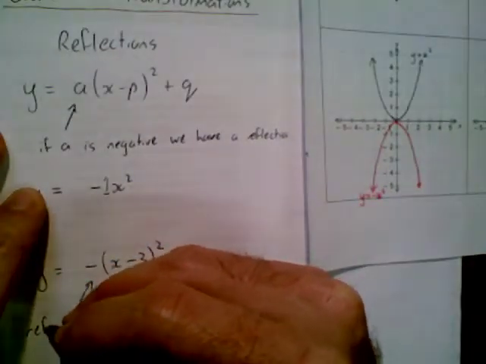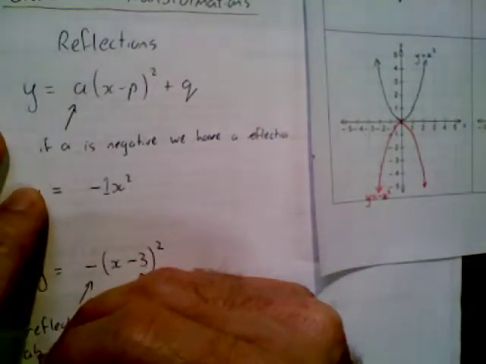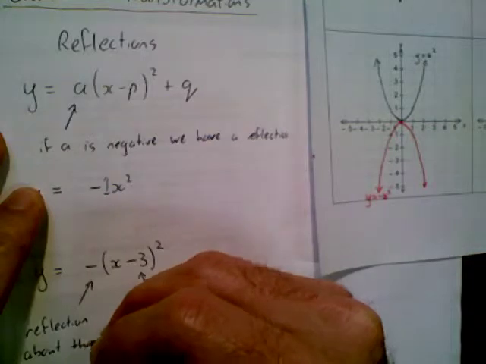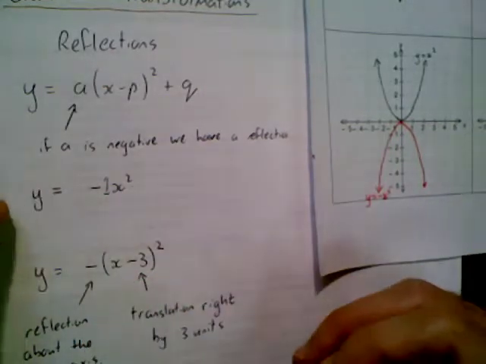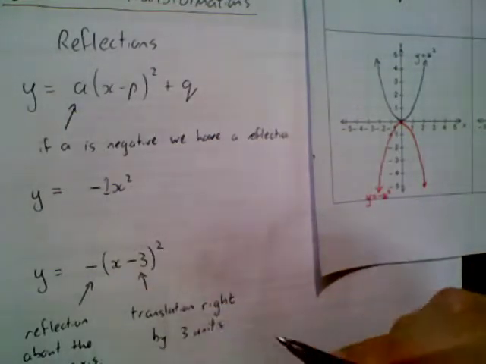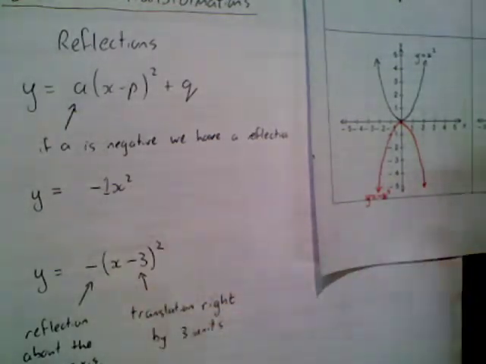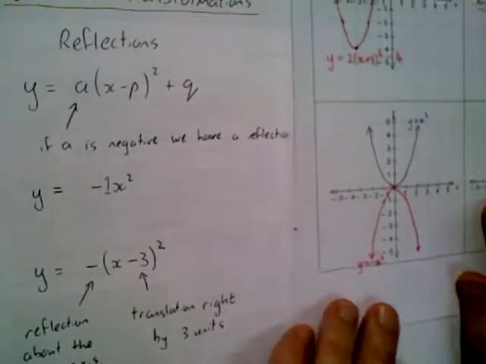And the negative means we'll have a reflection about the x-axis. So what we actually do is we do the reflection first and then we do the translation second. So the order is kind of important with these ones in terms of the two transformations that are being done.